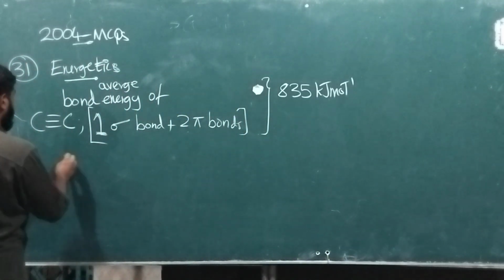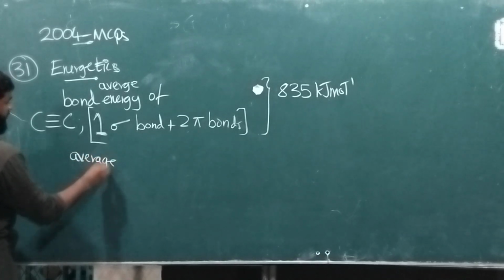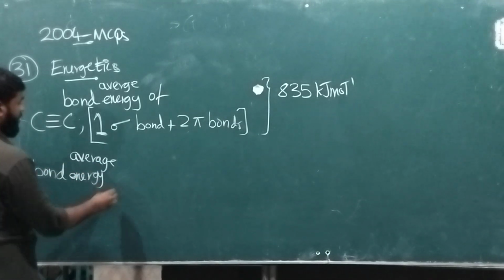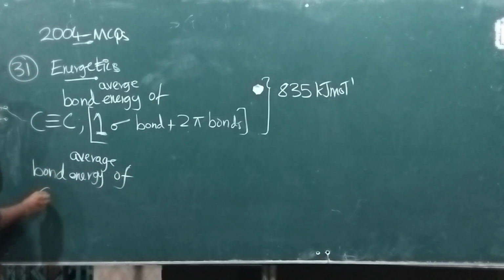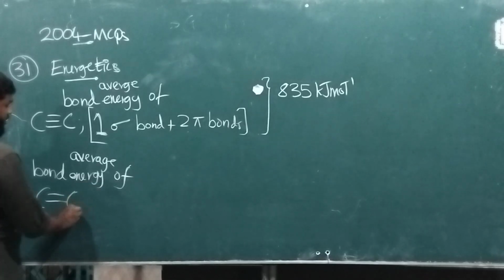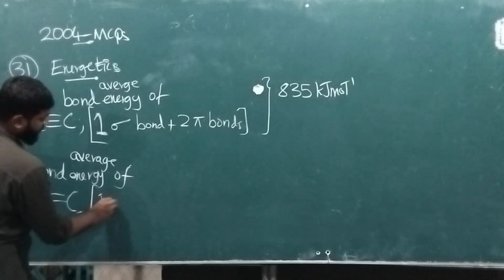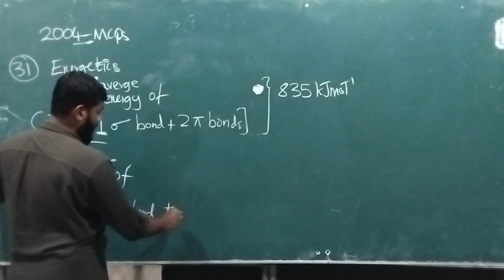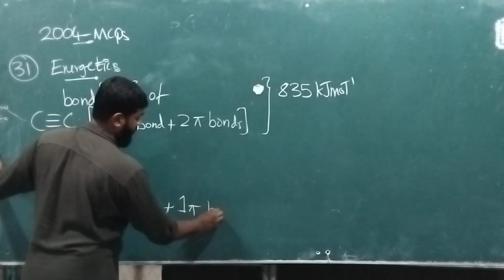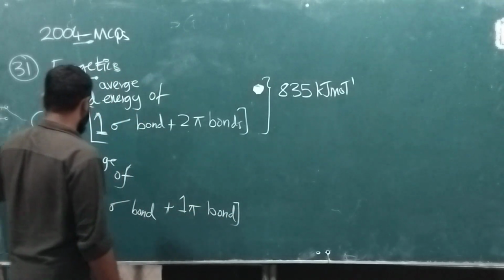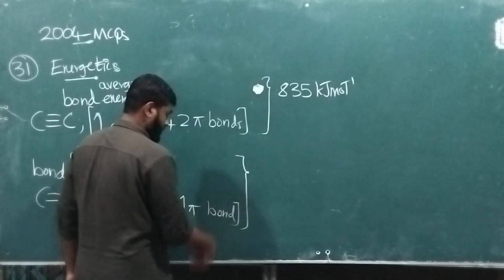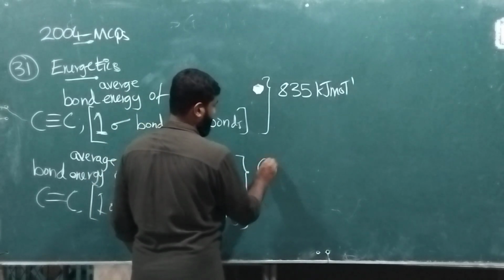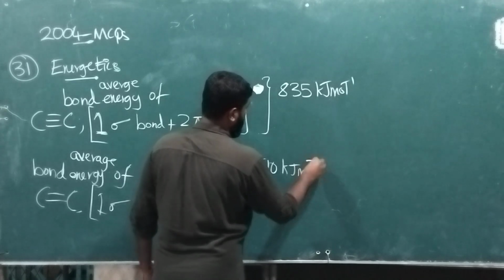Same way, the average bond energy of C double bond C, which has one sigma bond along with one pi bond, that they have given in the question, is 610 kilojoule mole minus 1.